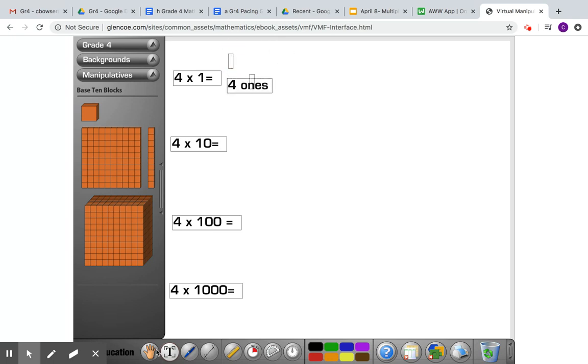We're going to use our knowledge of base 10 today, and we're going to focus on base 10. So 4 ones is equal to 1, 2, 3, 4. So if I have 4 ones, I'm just going to put them all together, 4 ones, that means 4 times 1 equals 4 ones, and 4 times 1 equals 4.